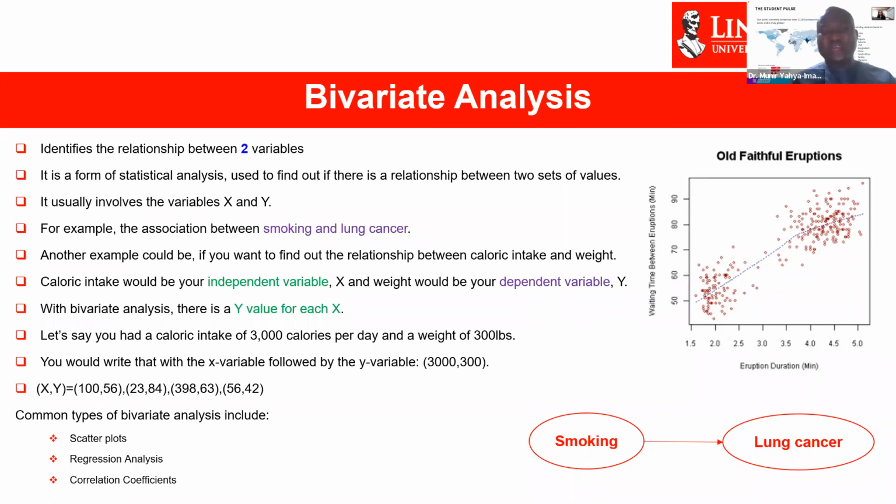Now, let's say you have a calorie intake of 3,000 calories per day and a weight of 300. So here, you will write the X variable followed by the Y variable, which becomes something like 3,300. So you can have X, Y, depending on how you have collected your data. Common types of bivariate analysis include scatter plot, regression analysis, and correlation coefficients, which we'll be doing some of in our next class.